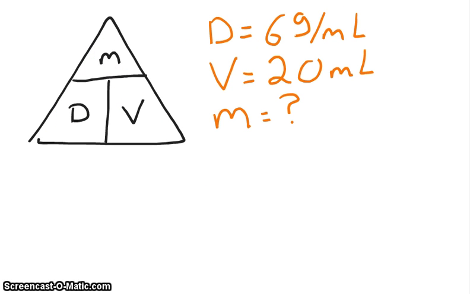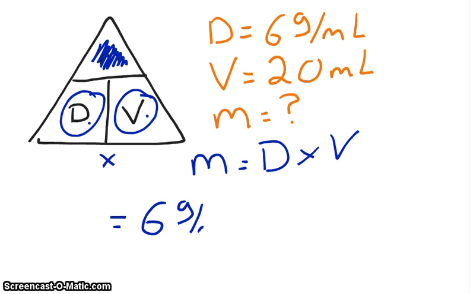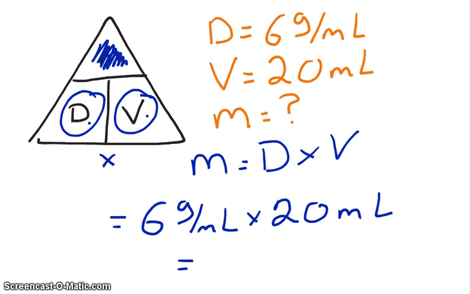In this one, I have the density, and I have the volume, and I'm looking for the mass. So cover up what you're looking for. That means mass is density times volume. In this case, it's 6 grams per milliliter times 20 milliliters. 6 times 20 is 120, and since it's a mass I'm looking for, my units are grams.